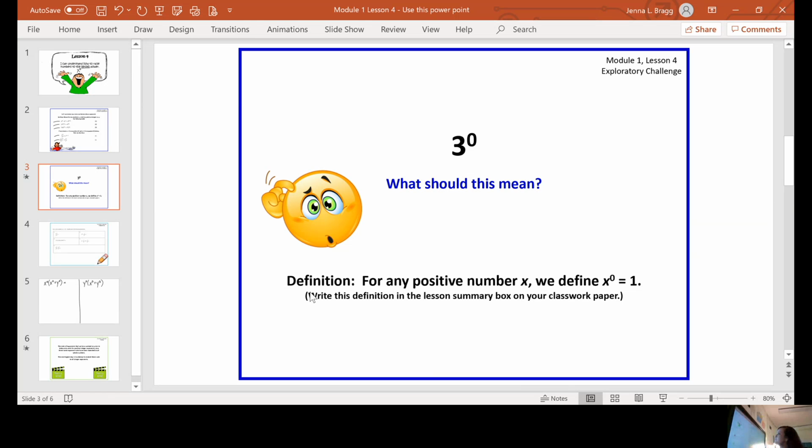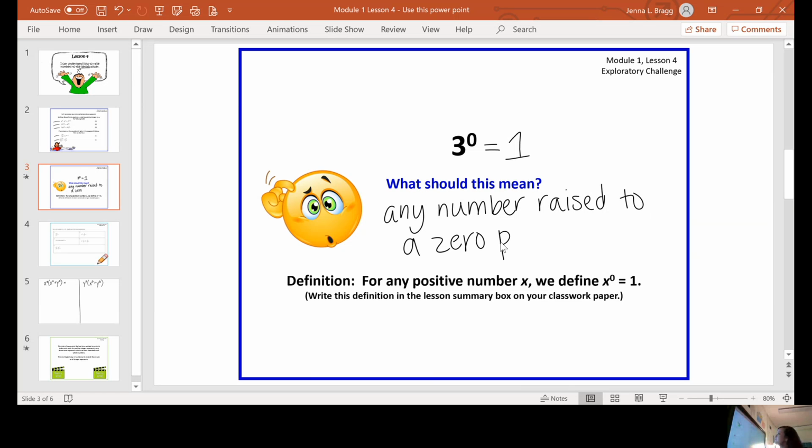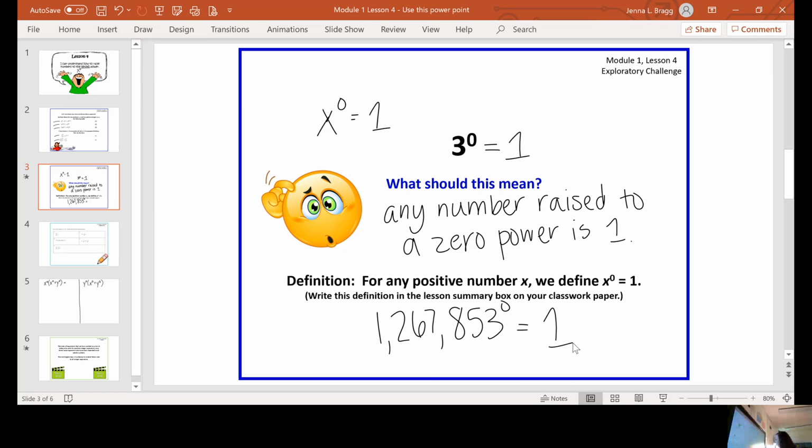So today, what should this mean? 3 to the 0 power is 1, because any number raised to a 0 power is 1. That also means x to the 0 power is 1, because those variables represent a number. So x to the 0 is also 1. Even if I had 1,267,853 to the 0 power, that would still be 1.